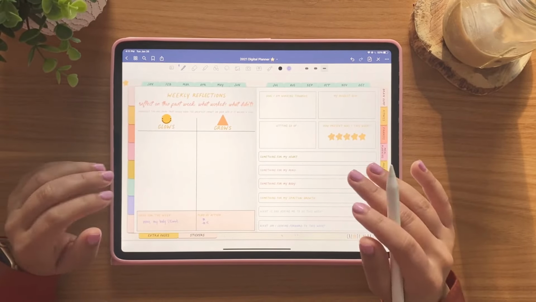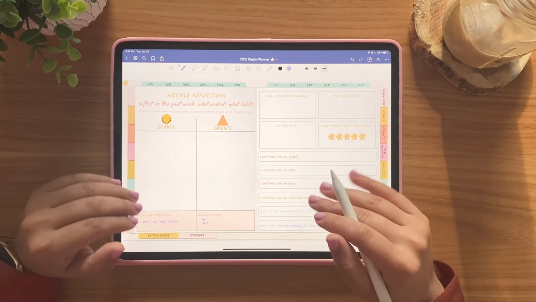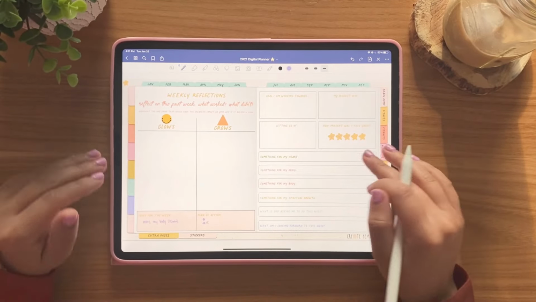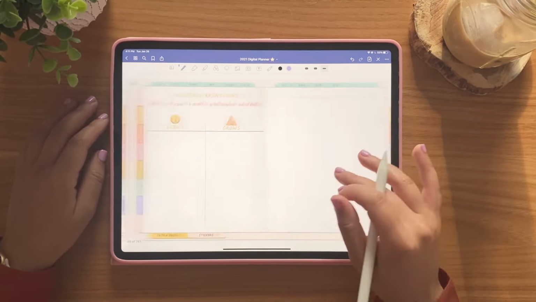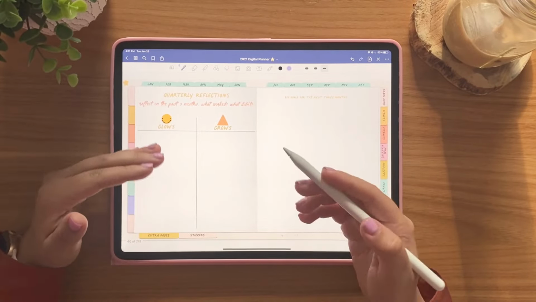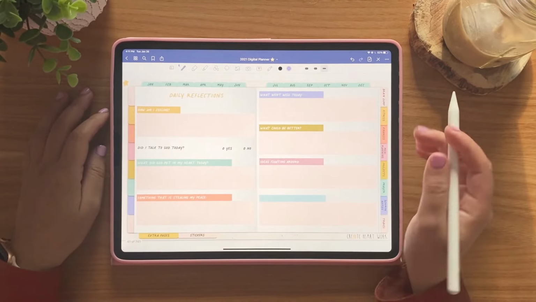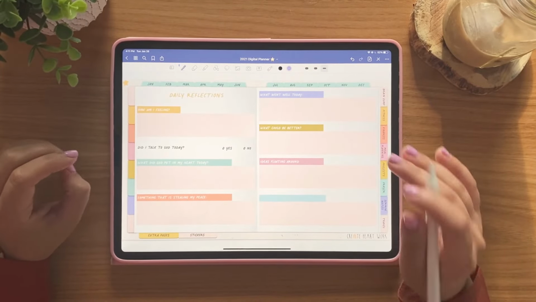This page, I do it on Sundays actually, and this is how I plan my week before actually getting to the days. And then we have the quarterly, same thing: grows and glows, things that didn't go that well. And then you plan your big goals for the next 3 months. Then we have our daily reflections.